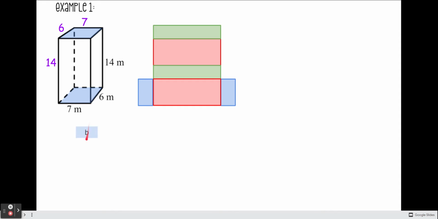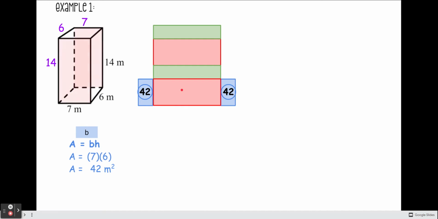Here we have our base, and the formula for our base is base times height. So what is our base and our height? Well, let's take a look. 7 and 6. So we multiply those two numbers, and we get 42. I'm going to write that on my net right here.